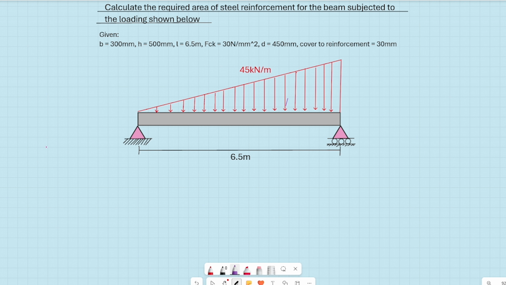Calculate the required area of steel reinforcement for the beam subject to the loading shown below. We have the width of the beam to be 300 mm, the depth is 500 mm, and it has a length of 6.5 meters. The characteristic strength of the concrete is 30 newton per millimeter squared, the effective depth is 450 millimeters, and the cover to reinforcement is 30 millimeters. First of all, we need to determine the maximum bending moment, which will act as our design moment. But before we get there, we need to analyze the structure and get our reactions. After getting our reactions, find the maximum bending moment. Then we can use that as our design moment for getting the required area of steel.